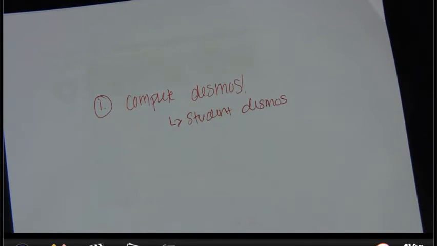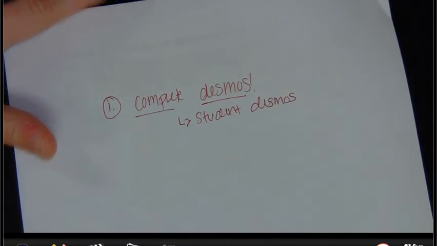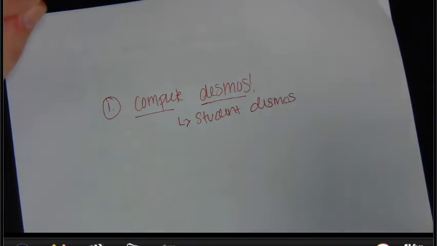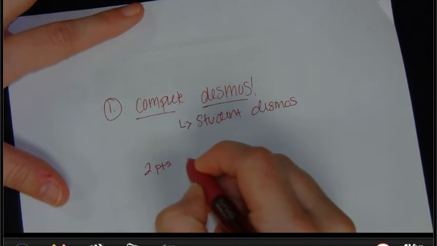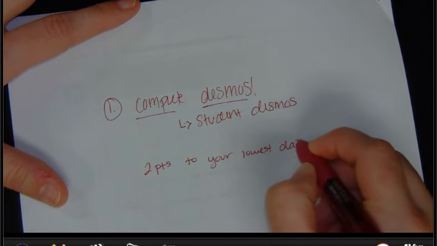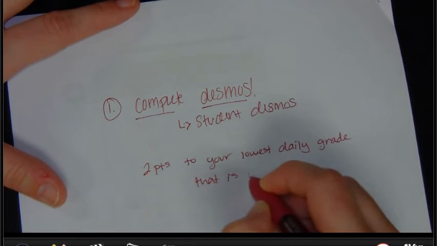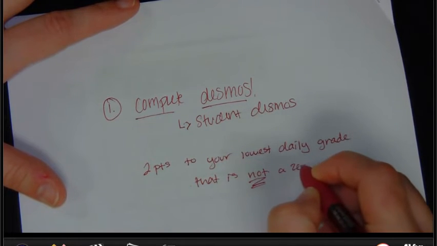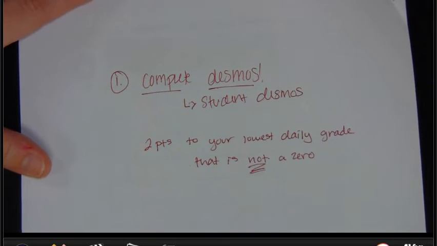Now, I know that seems like a lot, but here's what I'm going to reward you guys with. If you complete this Desmos all the way through correctly, and I'm going to go in and check every single slide, then I will add 2 points to your lowest daily grade that is not a 0. Okay, which, hindsight 2020, is going to help increase it.